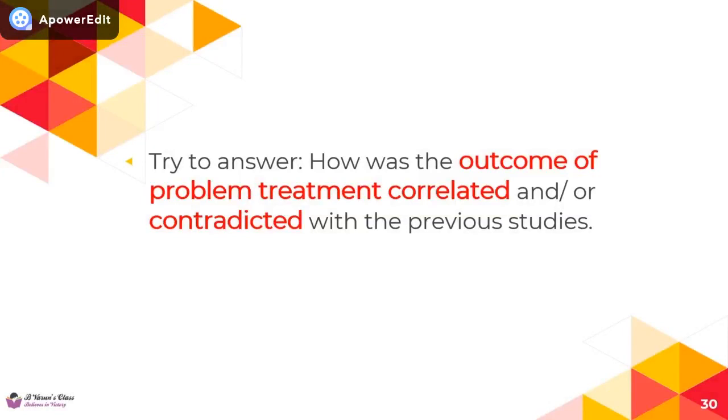Next is the discussion section. The discussion can be completed by answering this question: how was the outcome of problem treatment correlated or contradicted with the previous studies? The discussion may be a separate section or it can be joined with the results and discussion section as per the journal's requirement. Take the results one by one and discuss them individually. Discuss the results in light of existing knowledge.